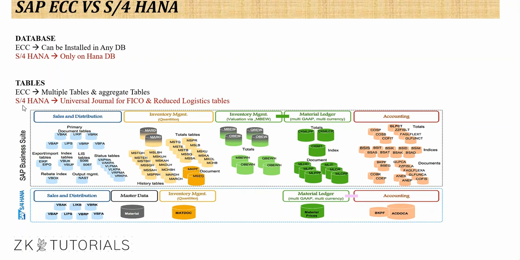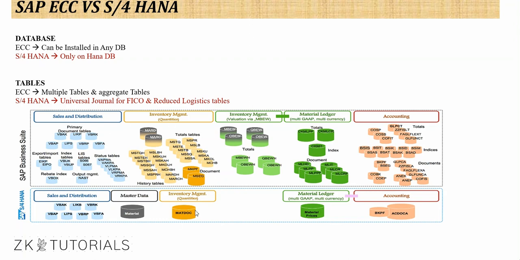But in S4HANA we don't have that. Tables have been compressed, and we are using some single-level tables. For example, the universal journal is one of the tables we use in finance, where most of the information is stored in one table. You can also see that most logistics tables, in the sense of sales and other modules, have been reduced a lot, even in inventory management. You can see the difference here. I'll show you this screenshot.